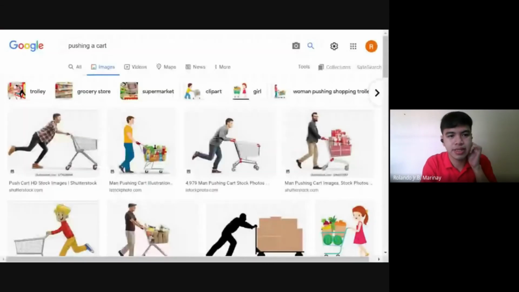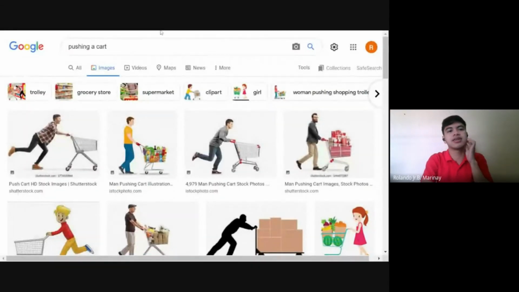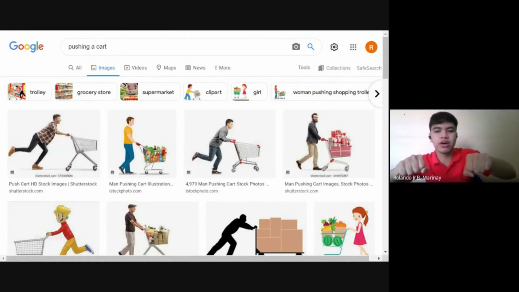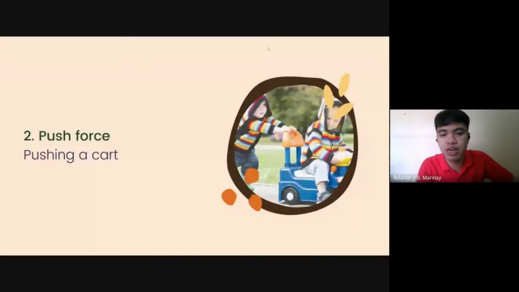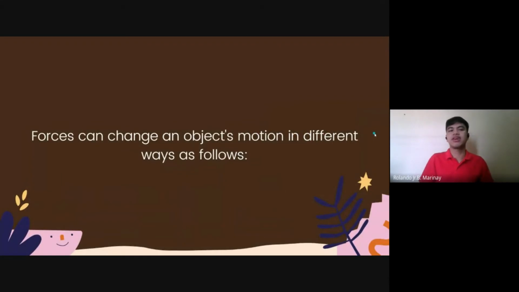Okay. This is pushing a cart, okay? When you push a cart, that's push because you're pushing the cart away from you and then you walk forward, right? Okay, that is an example of push force. Okay, forces, kids, can change an object's motion in different ways as follows.